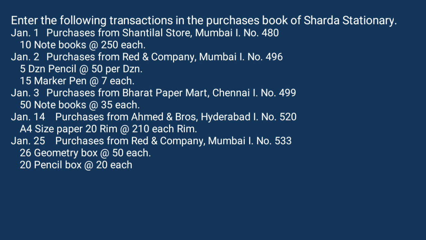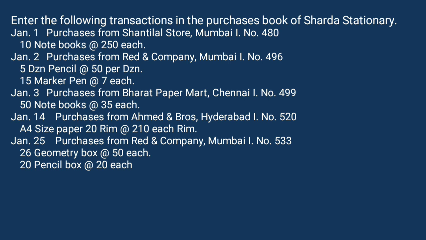With Shantilal we made a transaction worth rupees 2500, and for Red and Company the total was 250 and 105, which means 355. For Bharat Paper Mart it was 1750. For Ahmed and Brothers it was 4200. And for January 25, 26 geometry boxes at the rate of 50: 26 multiplied by 50 is equal to 1300, and 20 boxes at the rate of 20 each means 400. So the total amount will be 1700.